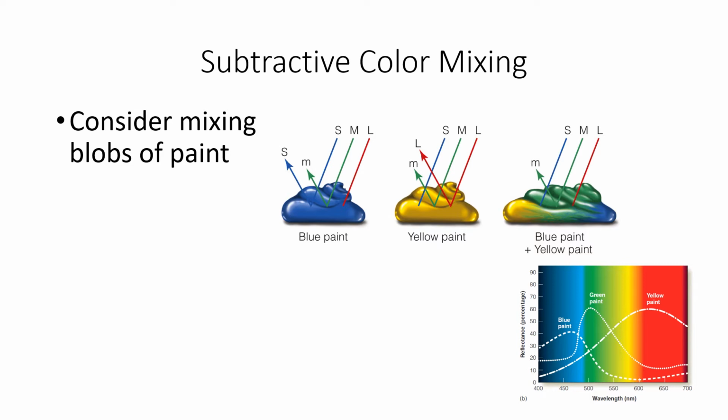And so if we mix those together, my blue paint continues to absorb the long wavelengths, my yellow paint continues to absorb the short wavelengths, and we're subtracting out those wavelengths from being reflected. And so the only thing being reflected now are the medium wavelengths that both of those paints were reflecting before. So the only thing being reflected is what's common. Everything else that was being absorbed is subtracted out from what's being reflected.